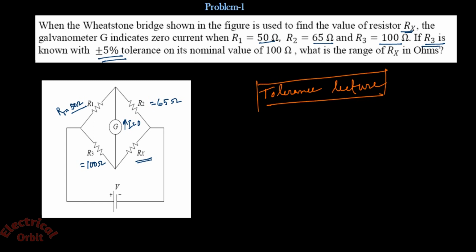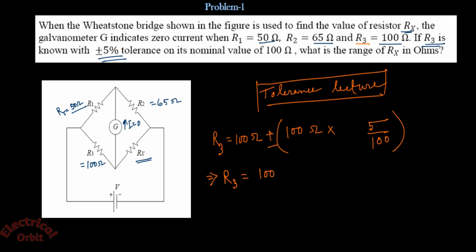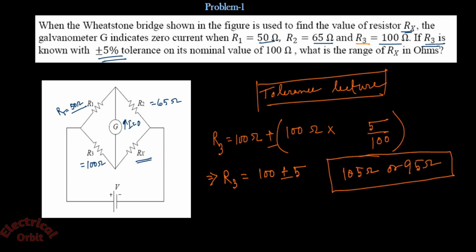So if resistance R3 has 100 ohm and has 5% tolerance, that means R3 has the value of 100 ohm plus minus 5 by 100 into 100, that means like this we can write. So here R3 is equal to 100 plus minus 5, that means either 105 ohm or 95 ohm. There are two values of R3 we have to consider as it has 5% tolerance.